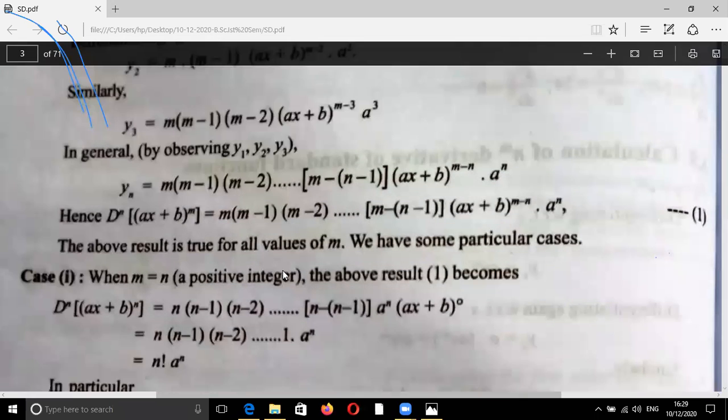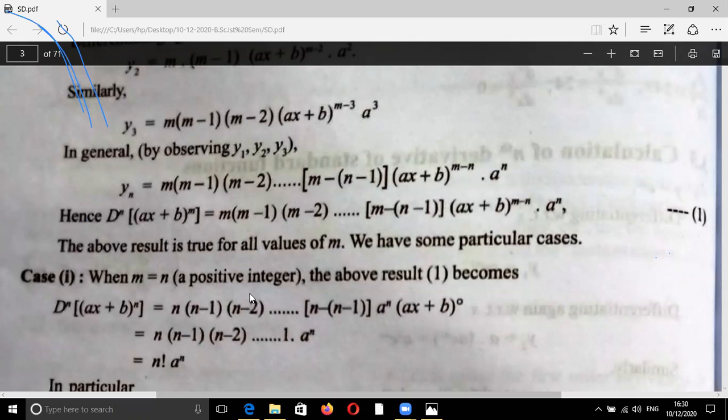Now the nth derivative of (ax plus b) to the power m is equal to yn, in the sense already you are taking the notations. What is that? d to the power n of y, where y equals (ax plus b) to the power m. Now m into m minus 1 into m minus 2 and so on to m minus n plus 1, the same you are writing here, instead of yn you are writing d to the power n. Now the above result is true for all values of m. Now we will get the particular cases.